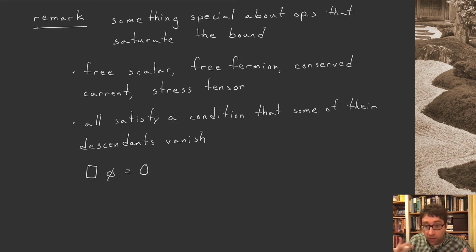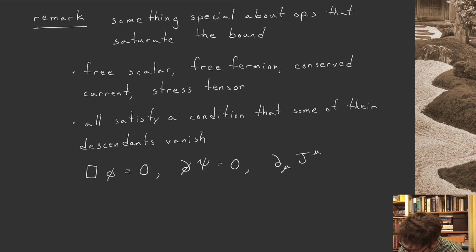It's two actions of the momentum operator, of the raising operator that creates the descendant states. That has to vanish. Similarly, for fermions, the Dirac equation has to be satisfied. So again, it's a derivative acting on the spinor, which must vanish. That's a shortening condition. For the conserved current, it's the fact that the divergence of the current vanishes. And for the conserved stress tensor, it's that the divergence of the stress tensor vanishes.